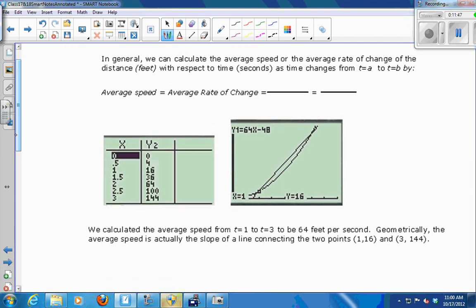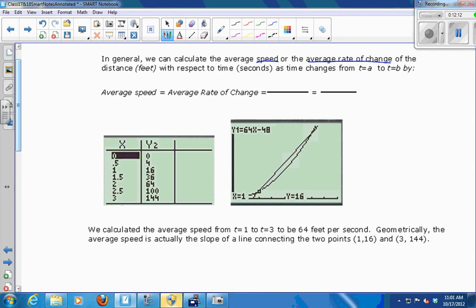So in general, we calculate average speed or average rate of change. If the things you're measuring aren't distance and time, but, you know, number of toys you can make in a day or something, instead of saying average speed, we call it average rate of change. So you can just call it a rate rather than speed.